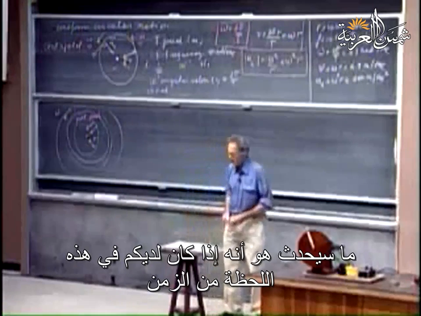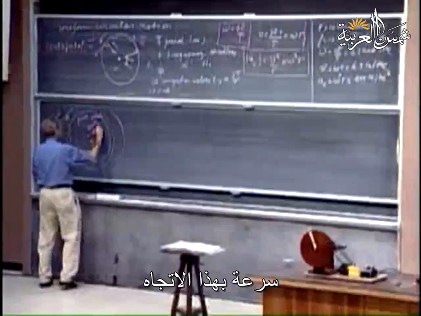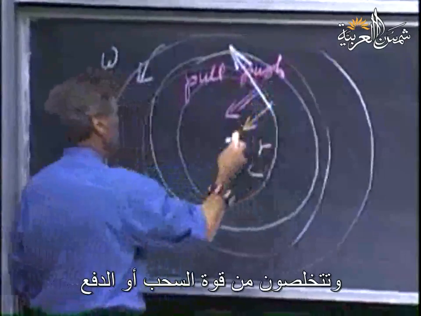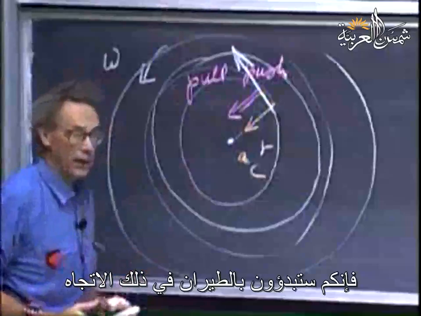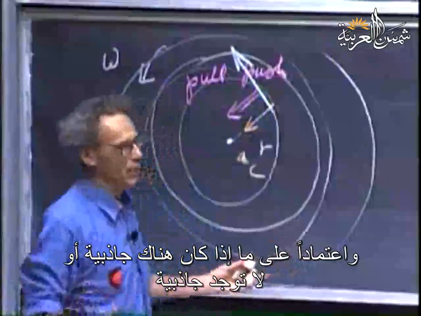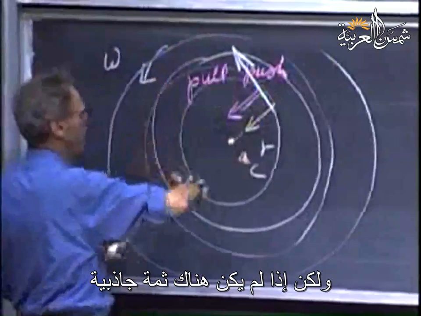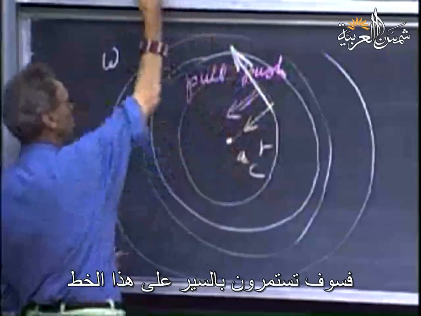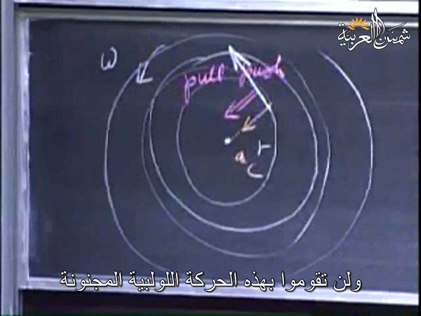What will happen is, if you have at this moment in time a velocity in this direction, and you take the pull or the push out, you will start flying off in that direction. And depending upon whether it's gravity or no gravity, there may be a change, but if there were no gravity, it would just continue to go along that line, and you would not make this crazy spiral motion.